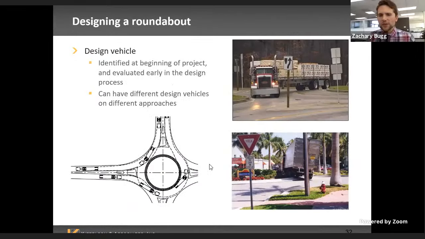Make sure you select the correct design vehicle. A lot of that is the roundabout truck apron, which can be used by the rear wheels of tractor trailer trucks. You don't want to have the cab of the truck going up over the central island or the truck apron. This sort of thing happens all the time with designs where the designer didn't consider what the true or appropriate design vehicle was when they designed it.